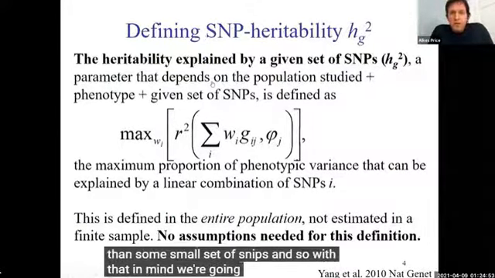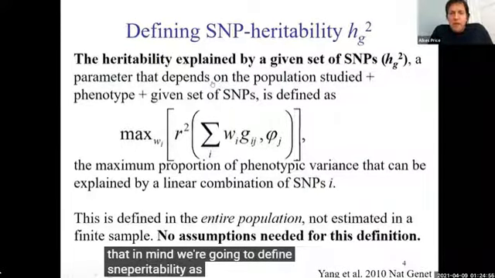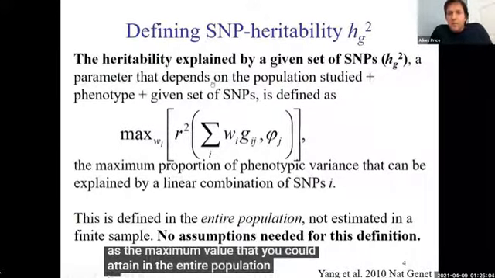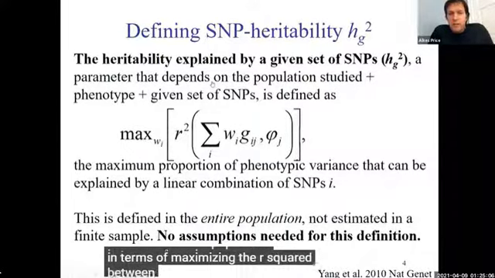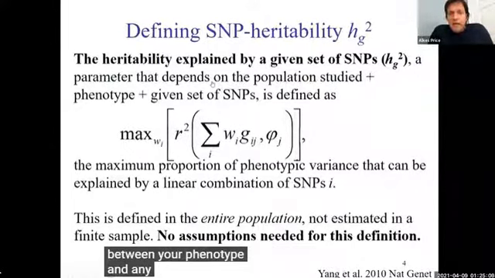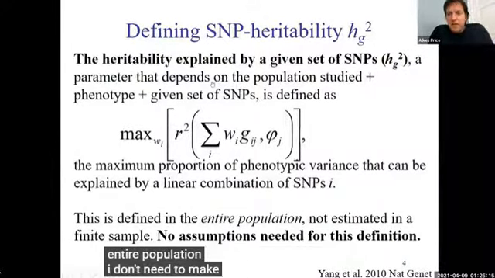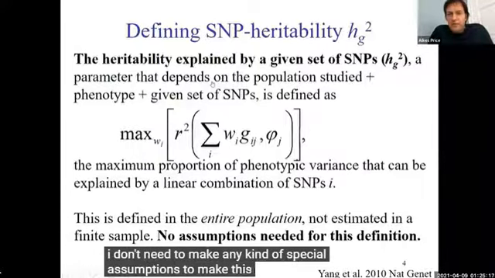And so with that in mind, we're going to define SNP heritability as a parameter that's defined in the entire population as the maximum value that you could attain in the entire population in terms of maximizing the R squared between your phenotype and any linear combination of the genotypes. So this is defined as a parameter in the entire population. I don't need to make any kind of special assumptions to make this definition.